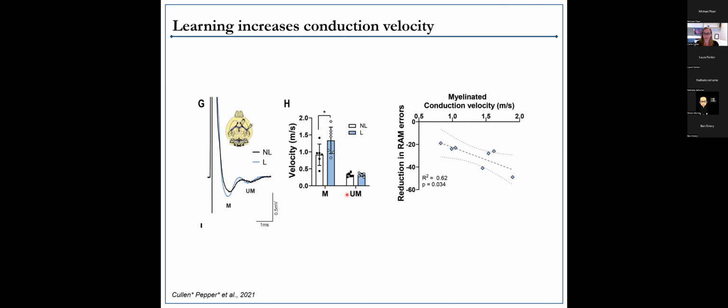What was really interesting is when I plotted the measured conduction velocity against the improvement in the radial arm maze performance, so the reduction in the total errors from day 1 to day 11, I found that this was correlated quite well. Those that had faster conduction velocities tended to have a greater reduction in the radial arm maze errors over the training period. So it suggested that if we can increase conduction velocity somehow, then the mice may learn a little bit better.